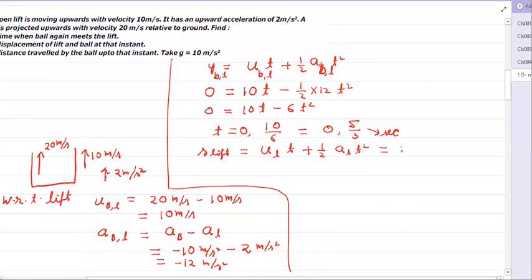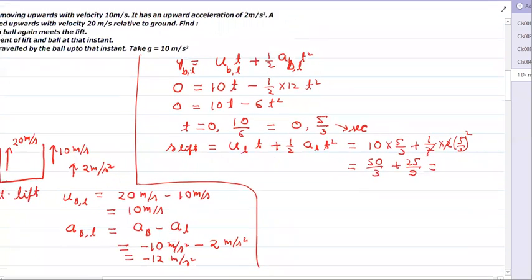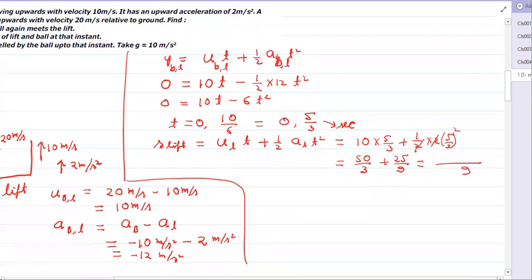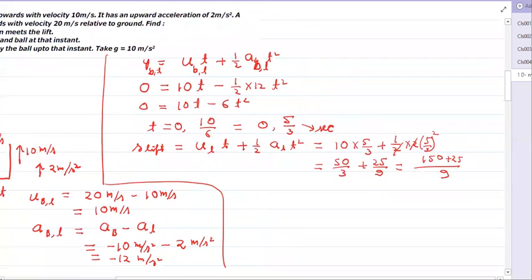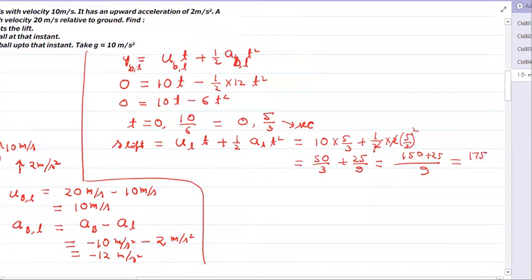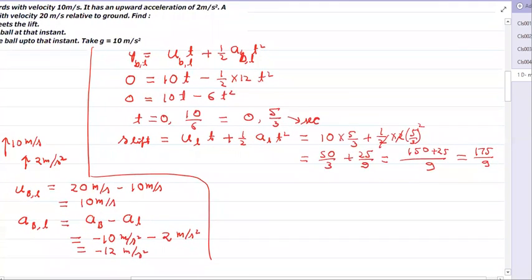So velocity of lift was 10, time is 5 by 3, half acceleration of lift is 2 into (5 by 3) square. So this much we have to do. It will be 50 by 3, this cancelled, 25 by 9. So we have to solve this, 9, and this will be 150 plus 25. So whatever we get, 175 by 9. So this much will be the displacement of lift.